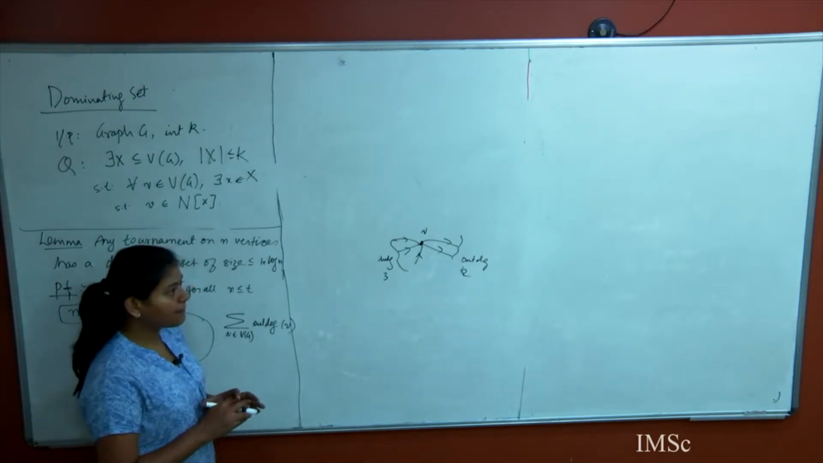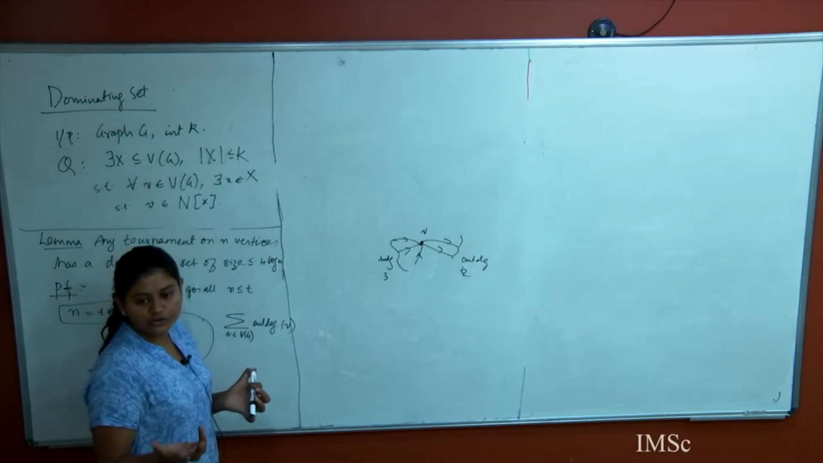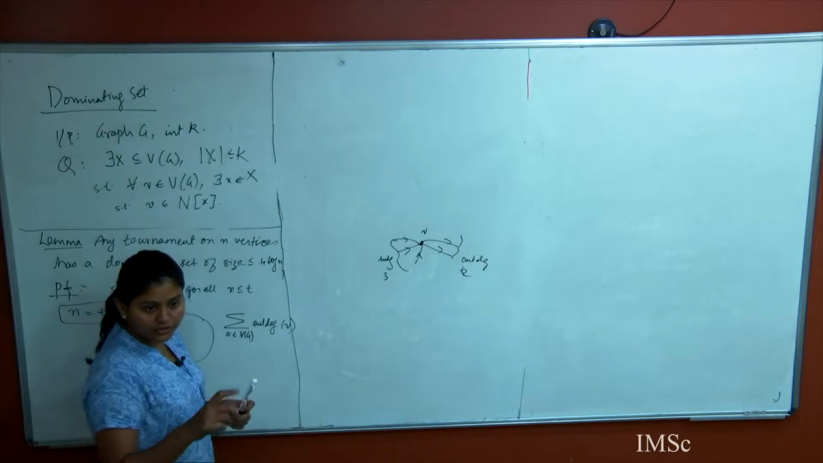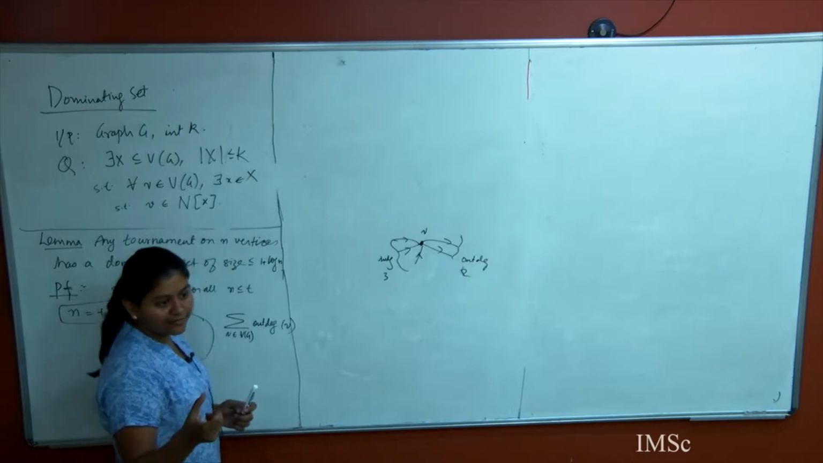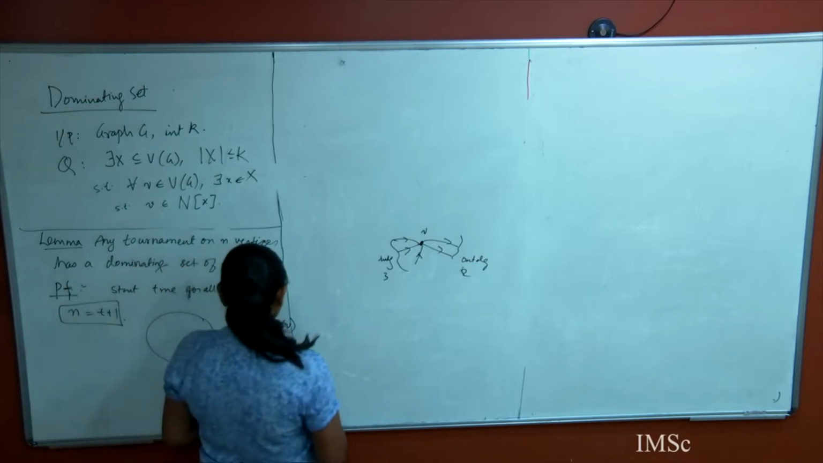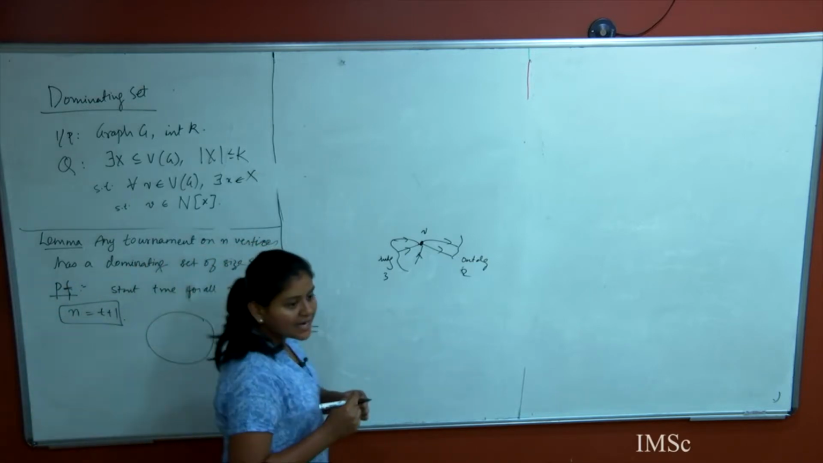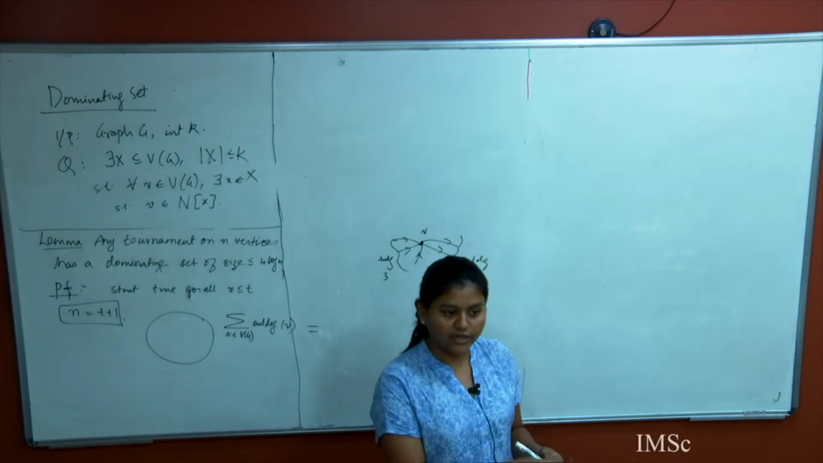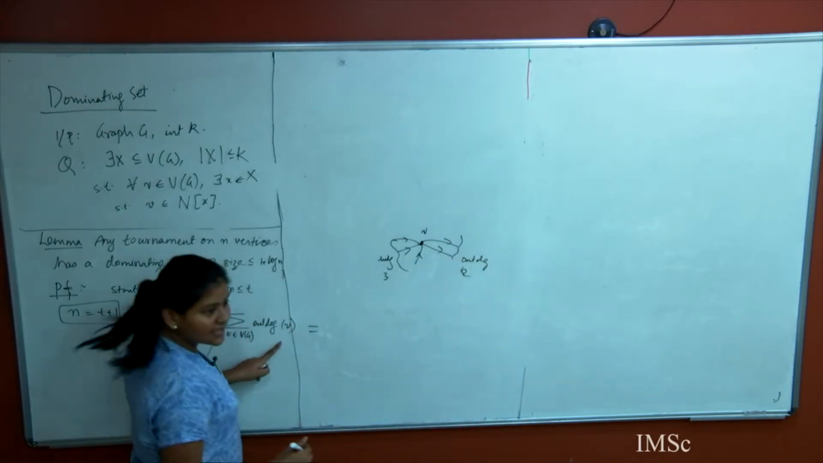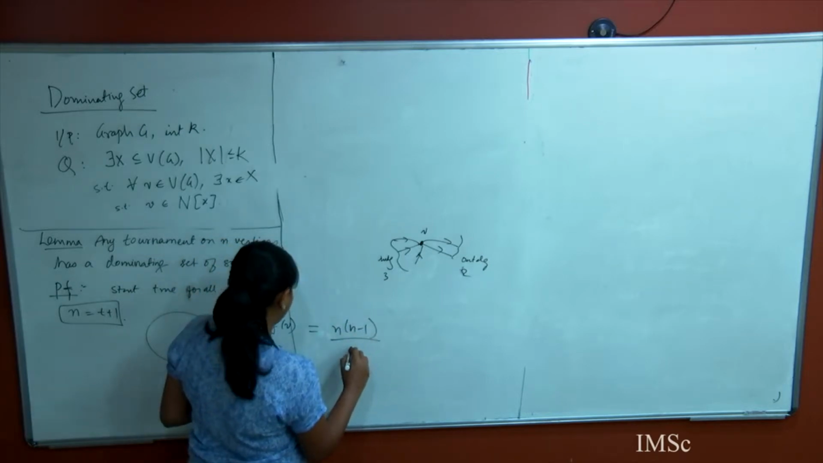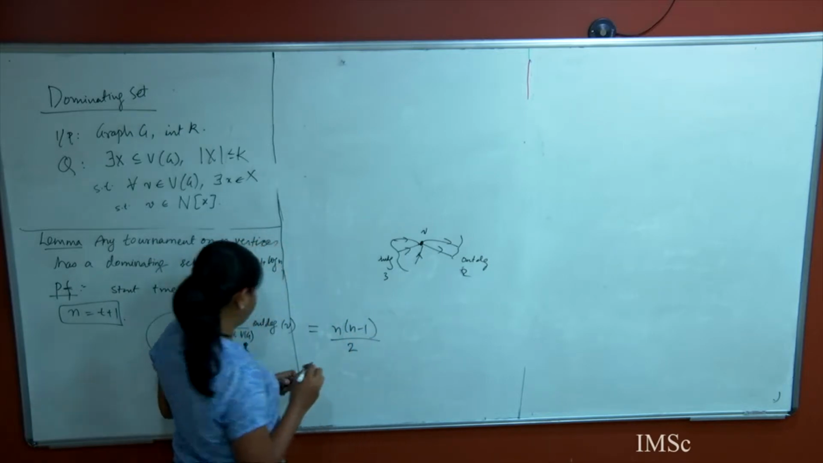How many arcs do you have? N choose 2, because between every pair you have an arc, right? And notice that every arc contributes 1 to the out degree and 1 to the in degree. Therefore, even this thing is something like n into n minus 1 by 2.